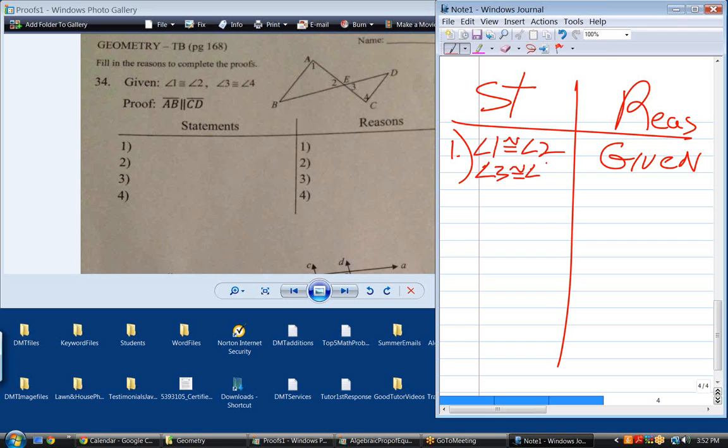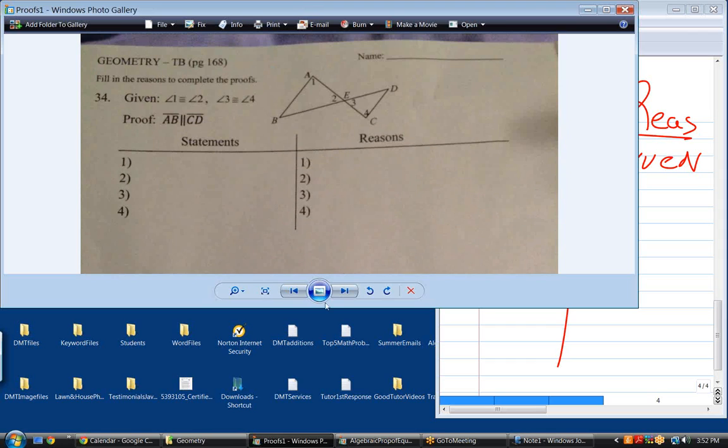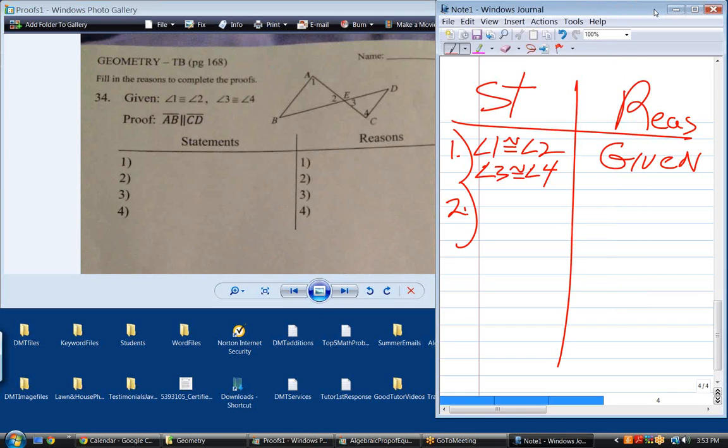What's the next statement bound to be based on the last problem we did? Remember the last problem? We went from 1 to 2. So the measurements of angle 1 are equal to angle 2, and the measurements of angle 3 are equal to angle 4.